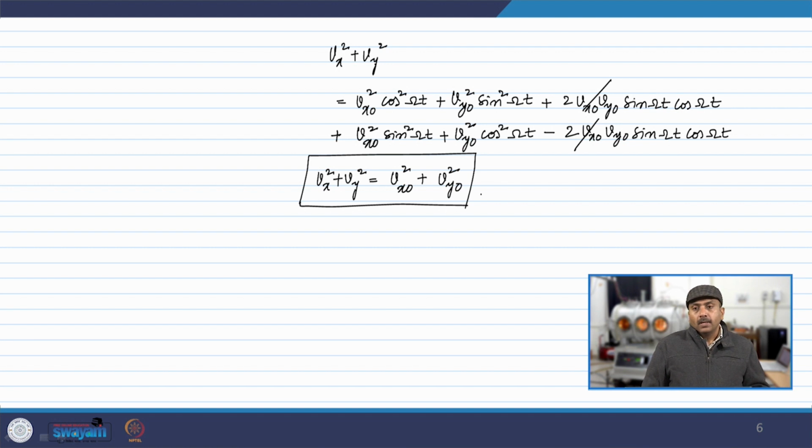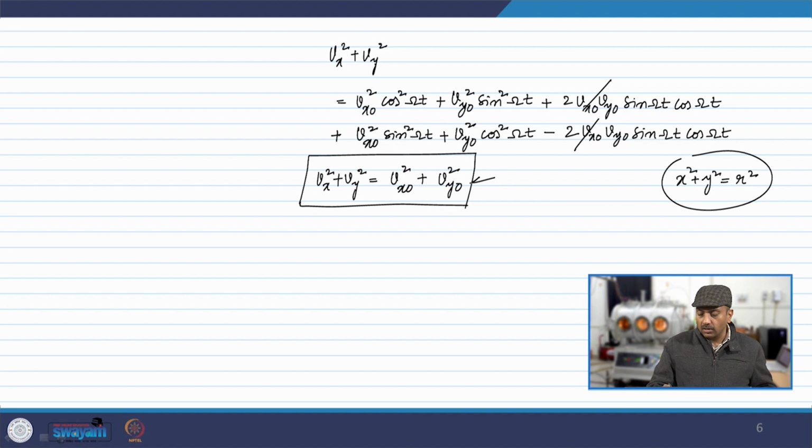Now, what kind of motion is this? Vx square plus Vy square is equal to Vx0 square plus Vy0 square. Of course, this is representing something like x square plus y square is equal to r square, but now this is in velocity, not in position. Now, can we still understand something out of the velocities? Let us give it a try. So, in the next class, we will extrapolate this derivation and find out how the position x and y will behave in the presence of an external magnetic field.